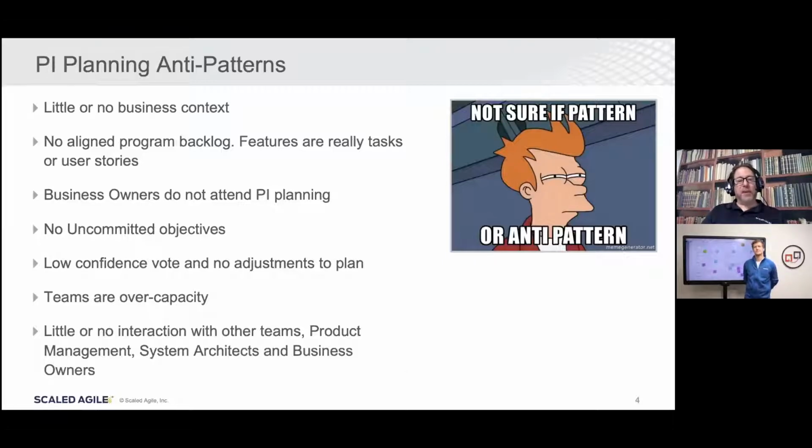But we also need to look at the anti-patterns of PI planning. We need to understand what we shouldn't be doing. It's very important during PI planning that we set the context for the planning session. What is happening in our business? For us at Scaled Agile, we discussed what was happening with the COVID crisis, where our revenue was at, the kinds of requests that we were getting from our customers, and which things were the most urgent. So we had the right focus for the upcoming PI.